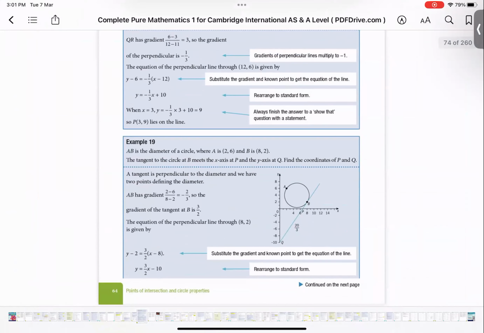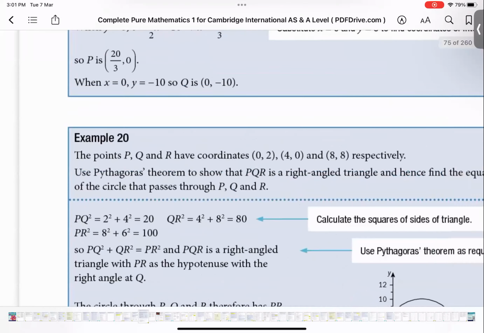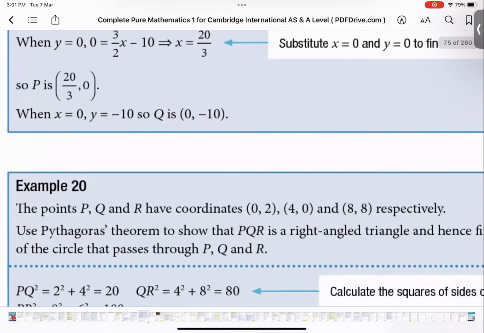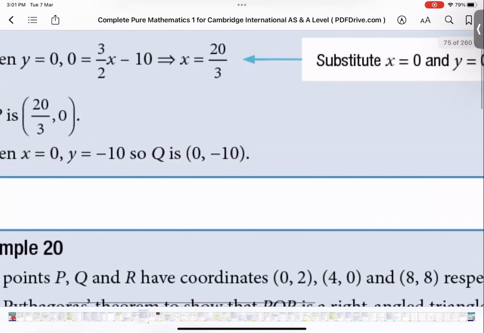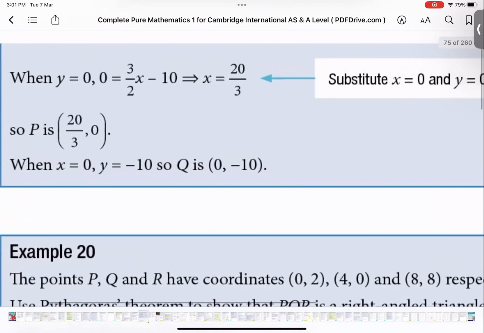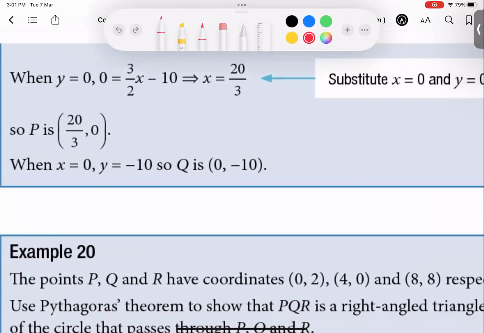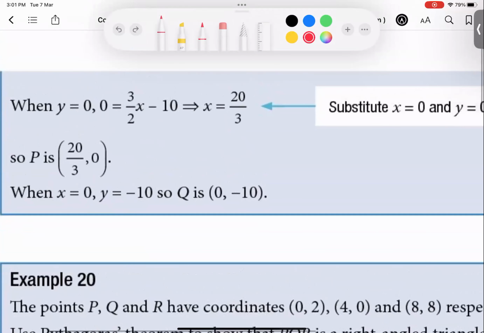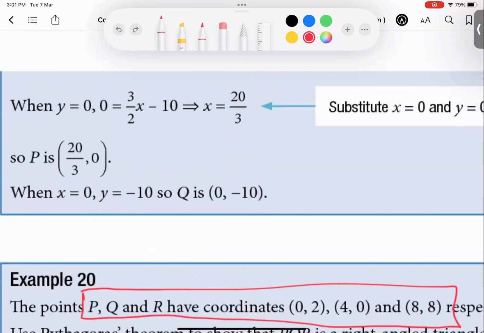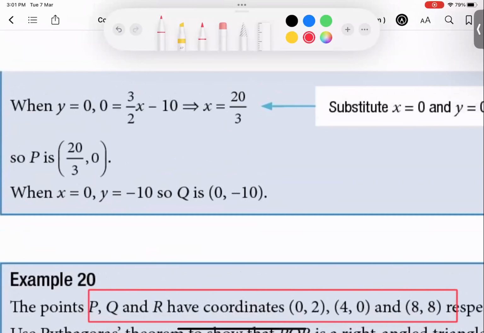Have a look. This kind of question is a little bit hard. The examiner can give an exam question like this: points P, Q, R lie on a circle, so find the equation of the circle. Repeat my words: find the equation of the circle. This is our target. So let's see how we can find it.